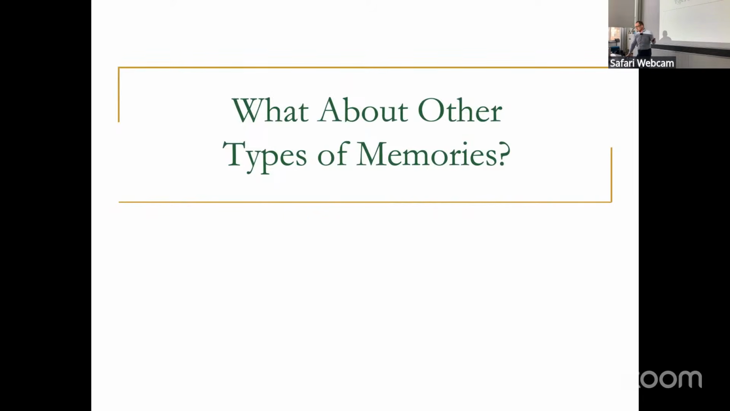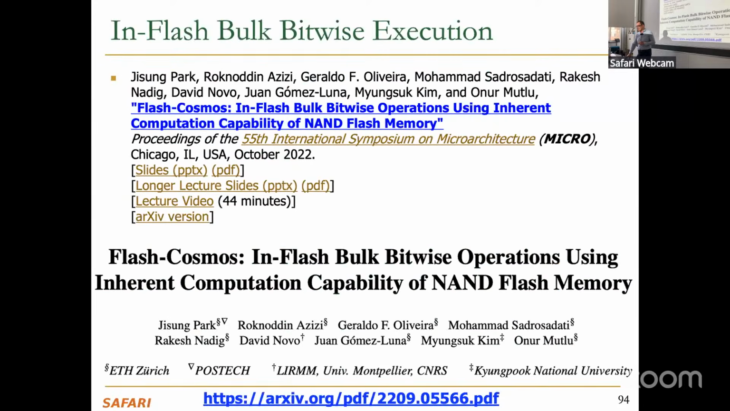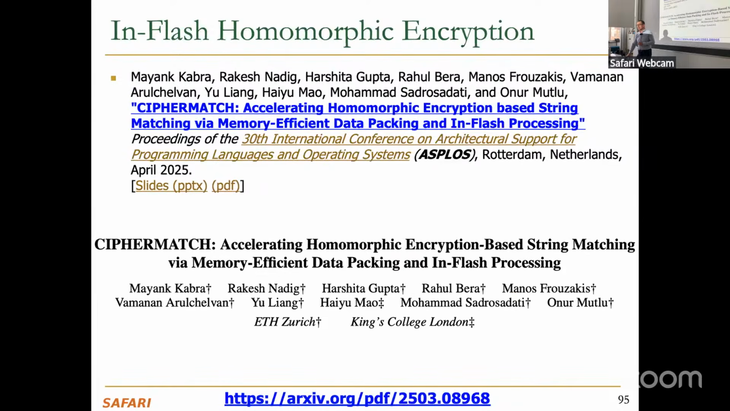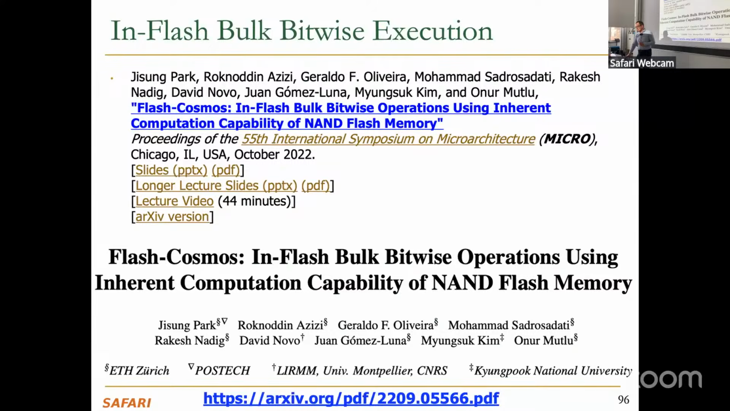Okay, what about other types of memories? It's also a very interesting question. So we've done work on in-flash bulk bitwise execution. I'm going to talk about this. And assuming this sort of bulk bitwise execution in Flash, you can actually build a lot of interesting things like accelerating homomorphic encryption, which is actually a very bulk bitwise thing to do. Again, some of these papers may be presented. But let me give you a quick idea of this work.